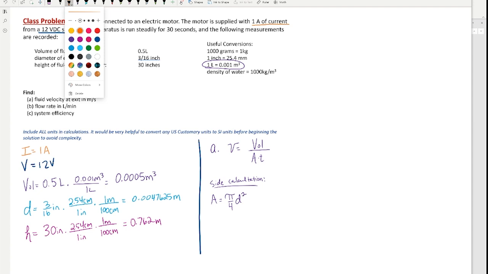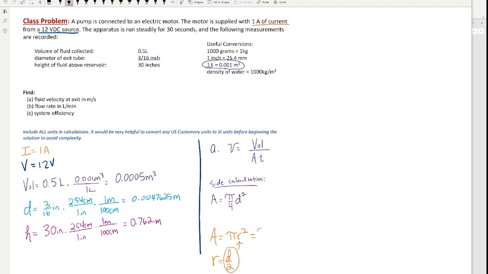Many of you are probably concerned by this form of the area equation. You may be used to pi r squared. Notice that the radius is equal to diameter divided by 2. If I replace radius with diameter divided by 2, I have pi times diameter over 2 squared, which is pi d squared over 4, which is the version of the area equation that I've chosen to use.